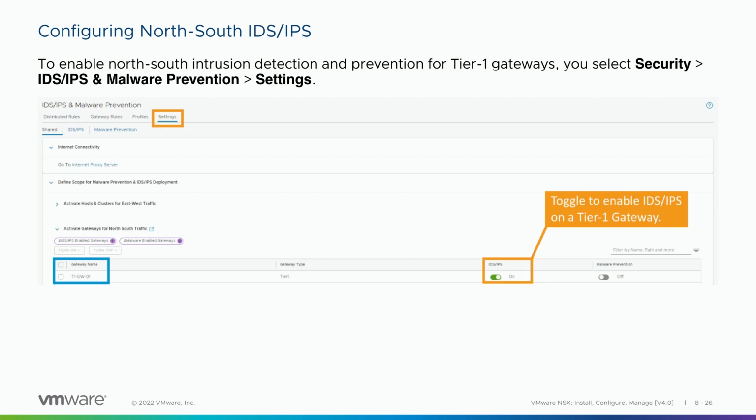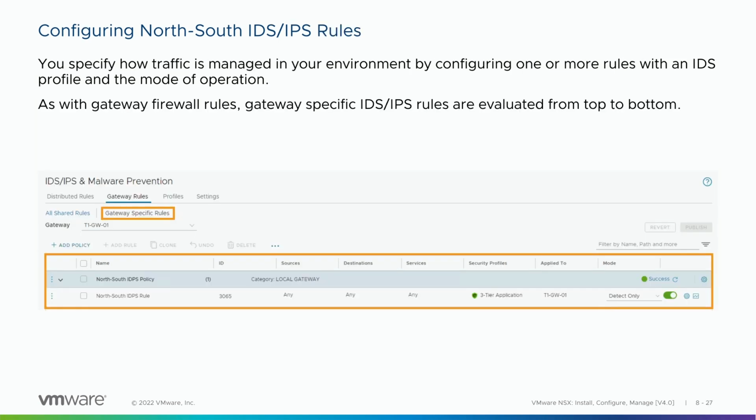Now here we're back in shared settings for the IDS/IPS and malware prevention. And as we scroll all the way down to the bottom of the page, we'll get a list of our tier 1 gateways where we can in turn enable the intrusion detection and intrusion prevention system on each individual tier 1 gateway. So I don't have to enable this on all of my gateways. I can just enable it where I want or need it.